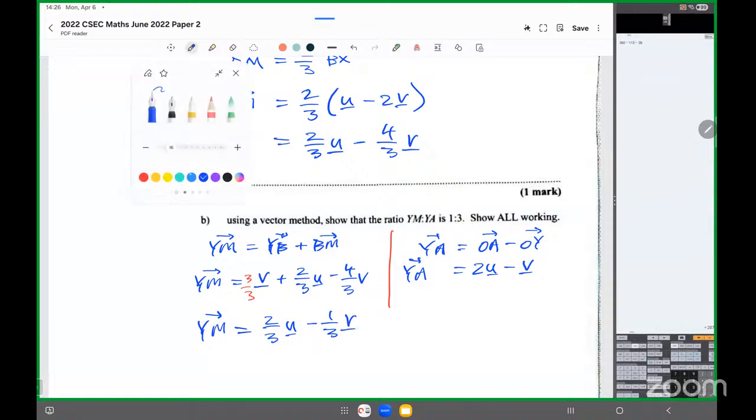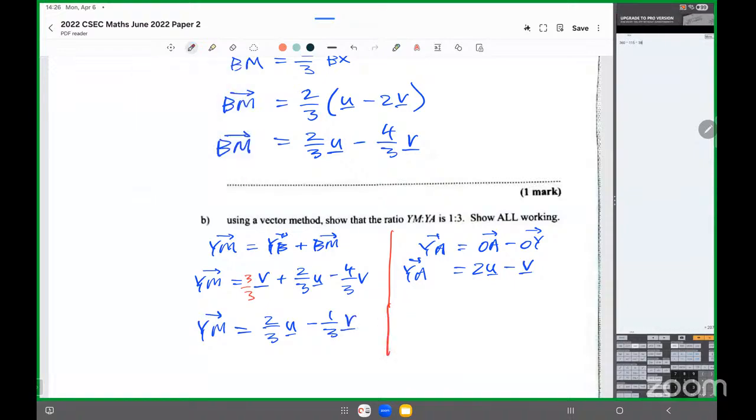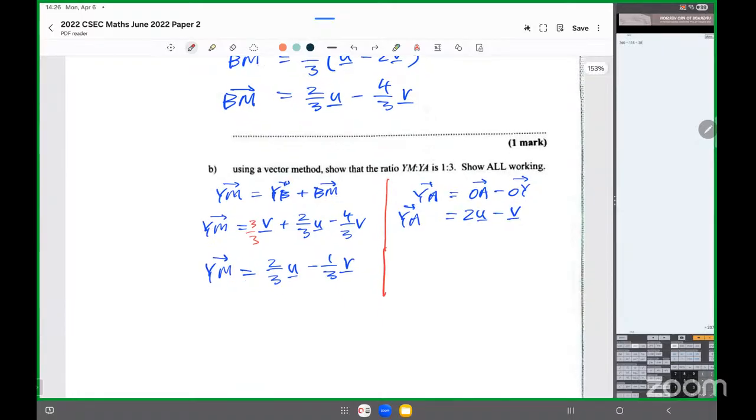So we now have these two vectors that we need to show are parallel, this one and this one. So that one is a multiple of the other. First, establish a relationship between them. We need to get the fraction out of this one, so we're going to multiply it by 3 to get rid of these two fractions.